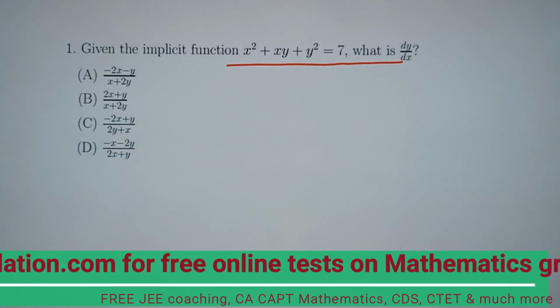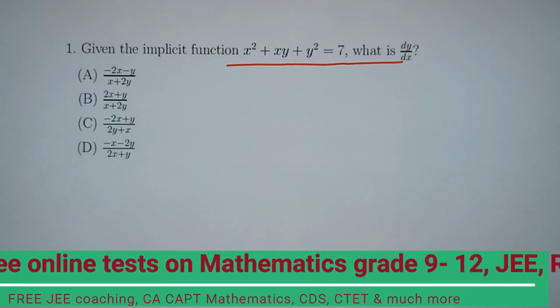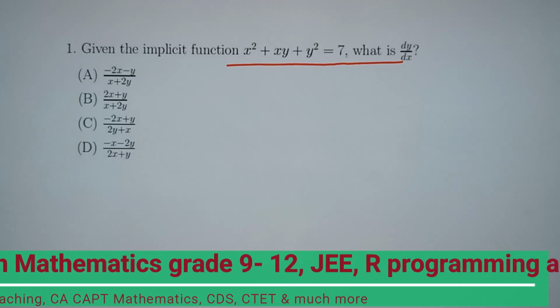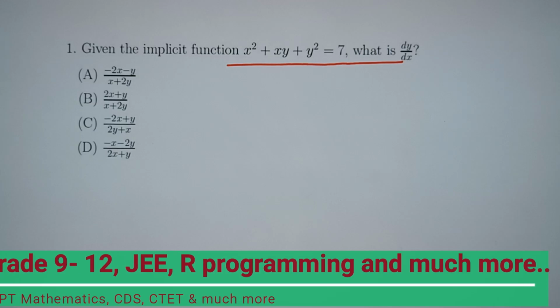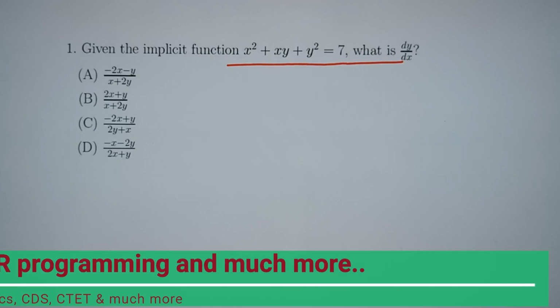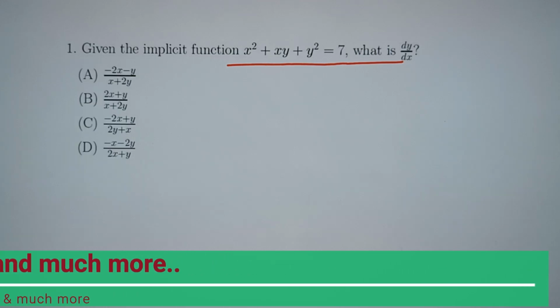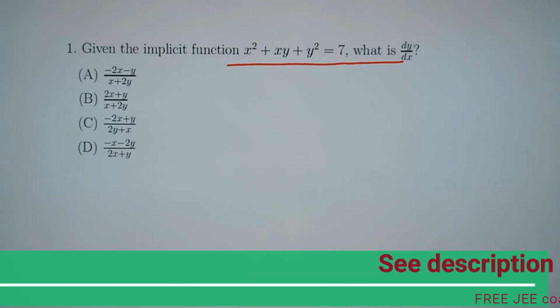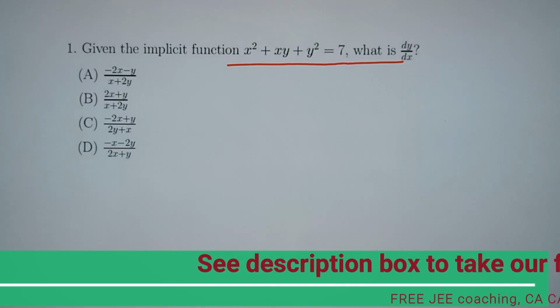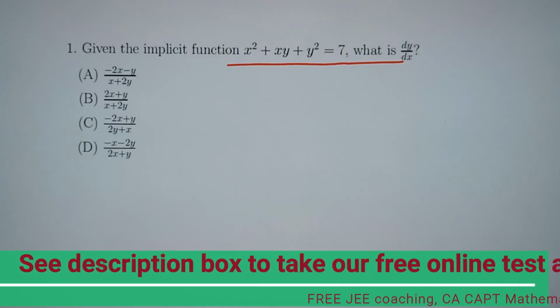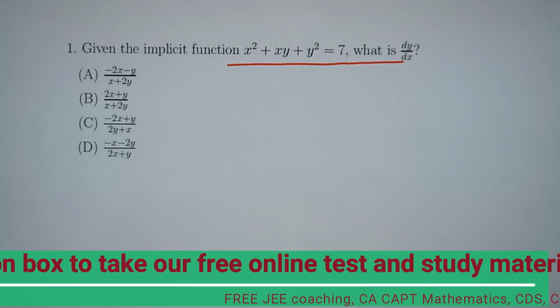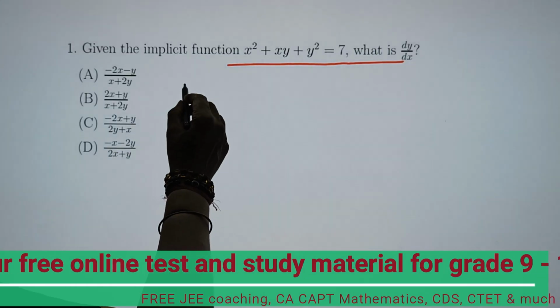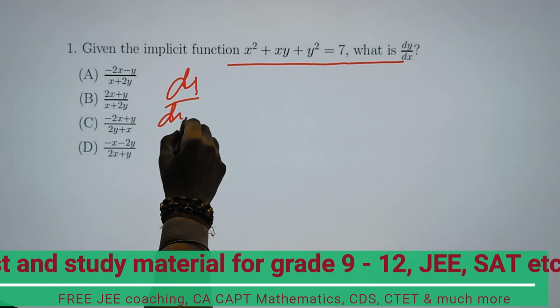Here we are discussing the implicit function, and implicit functions are those functions where you cannot separate the dependent variable from the independent variable. So the dependent variable is mostly y. Here you can see that xy is joined, and you cannot separate or isolate that variable. Now let's understand how to differentiate an implicit function. Here we need to find dy by dx.